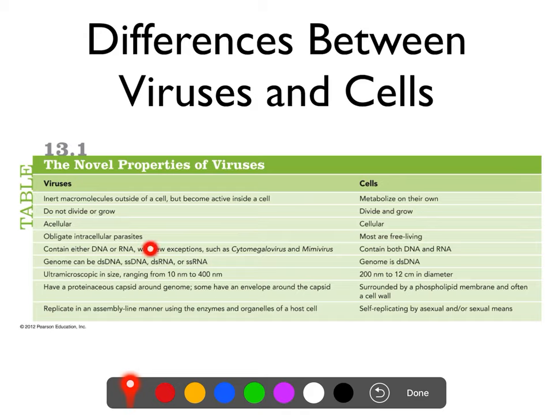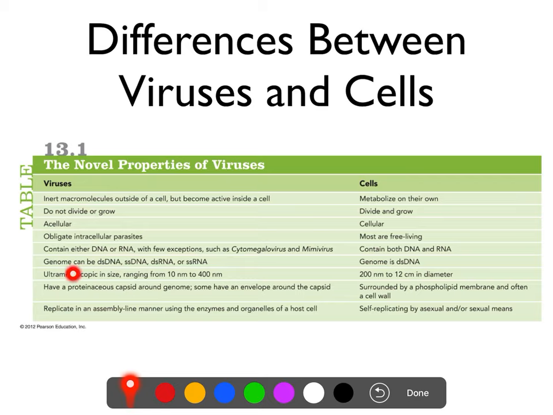Viruses can contain either DNA or RNA, but generally do not contain both. Cells typically contain both DNA and RNA, but use them differently. Viruses' genomes can be double-stranded DNA, single-stranded DNA, double-stranded RNA, or single-stranded RNA. They can be circular or linear. For cells, the genome is double-stranded DNA, typically circular in prokaryotes, linear in eukaryotes.